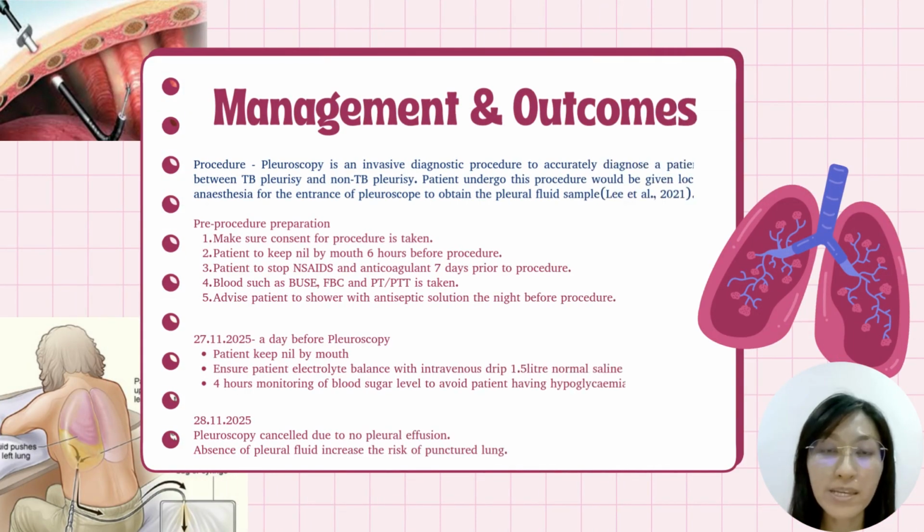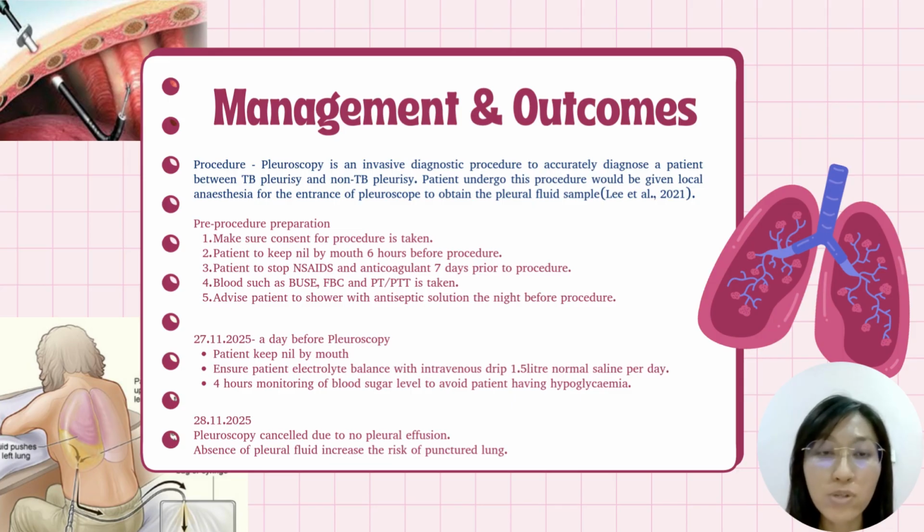Now we will look at the procedure planned for the patient, which is pleuroscopy. Pleuroscopy is an invasive diagnostic procedure to accurately distinguish between TB pleurisy and non-TB pleurisy. The patient undergoing this procedure would be given local anesthesia for the entrance of the pleuroscope to obtain the pleural fluid sample, according to Lee et al., 2021. So our role before the procedure is to make sure consent is taken from the patient for the pleuroscopy.